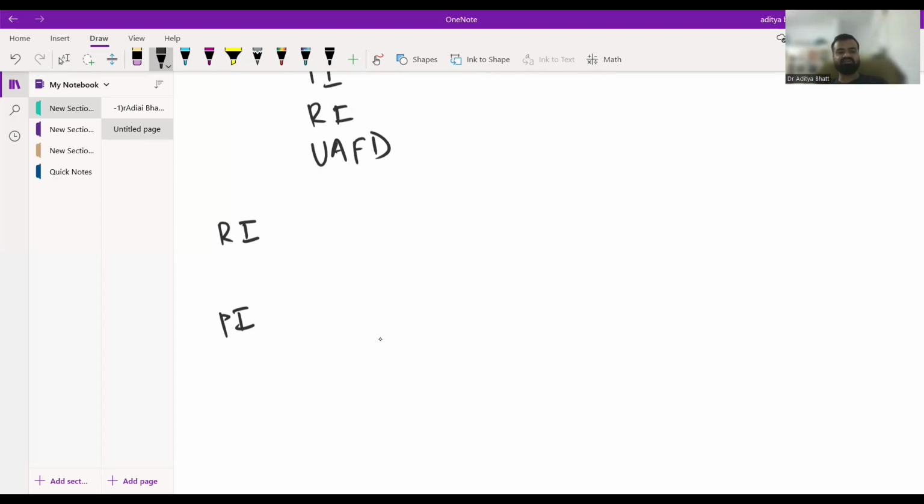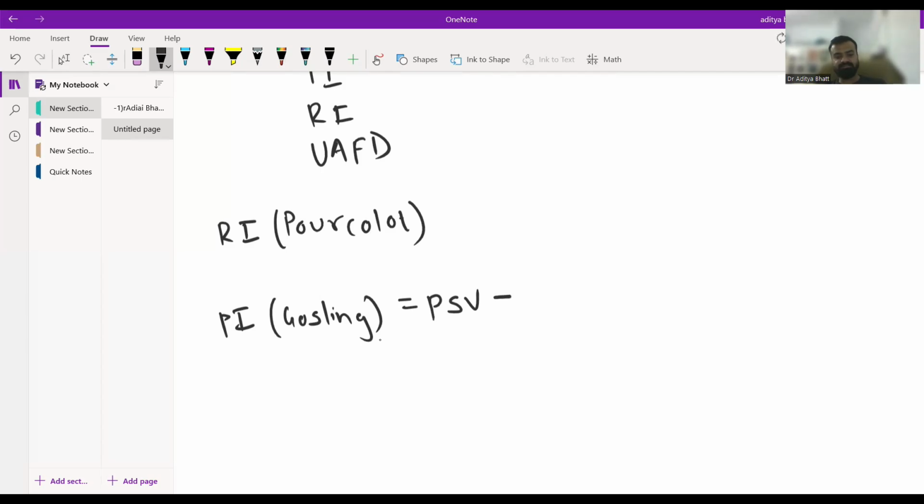Now, PI was given by Gosling, okay, not Ryan Gosling, Gosling. And the resistive index was given by Pourcelot. Now, what is PI of Gosling? It is peak systolic velocity minus end diastolic velocity, PSV minus EDV, upon mean velocity.